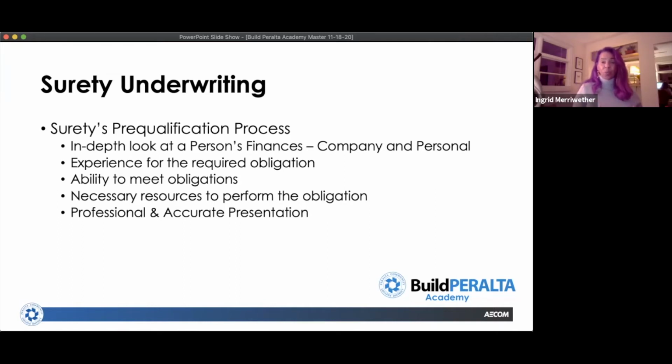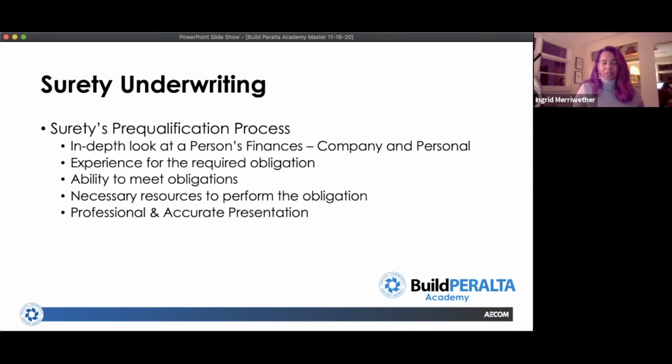And they're also determining what assets are there, because if they had a default and had to recover from a default or a loss, what assets would they be able to attach? So they're looking at both company financials and personal financials. They want to know, do you have the experience for the required obligation? Again, my example: if you're a painting contractor but you want to do excavation. In general, do you have the ability to meet the obligations under the contract? Do you have the resources? And then what's the quality of your presentation, your bonding application that you submit?